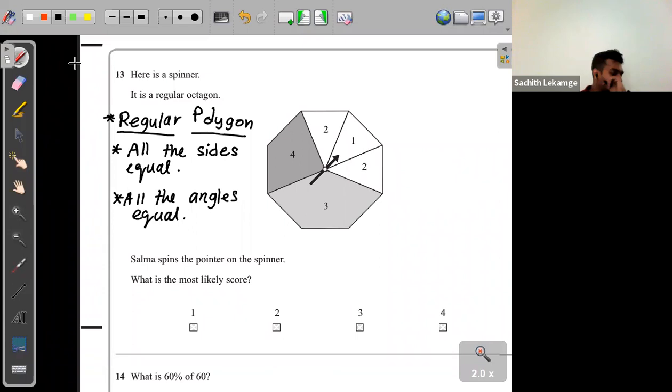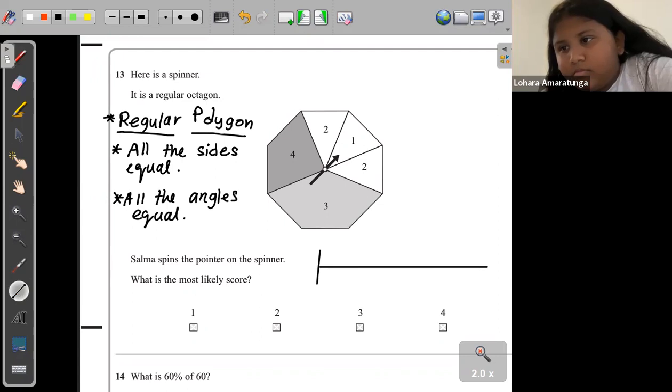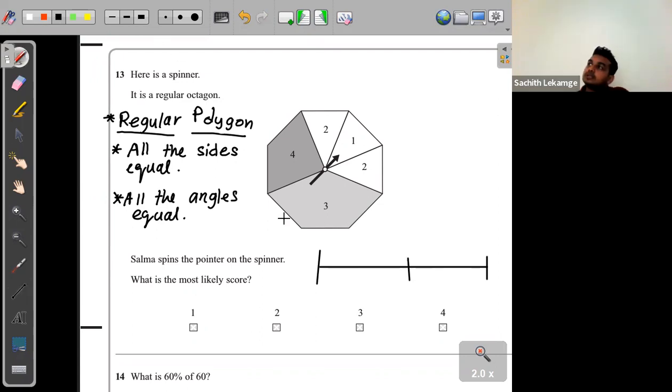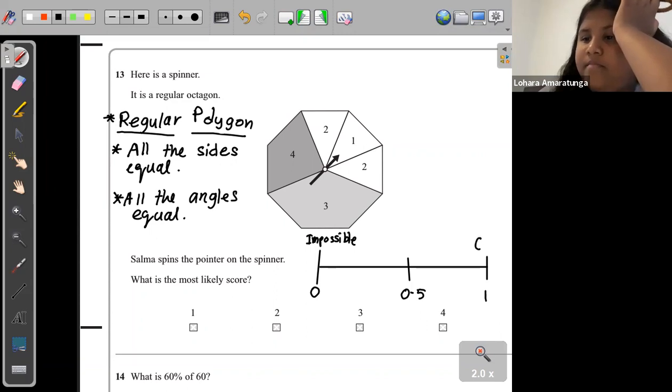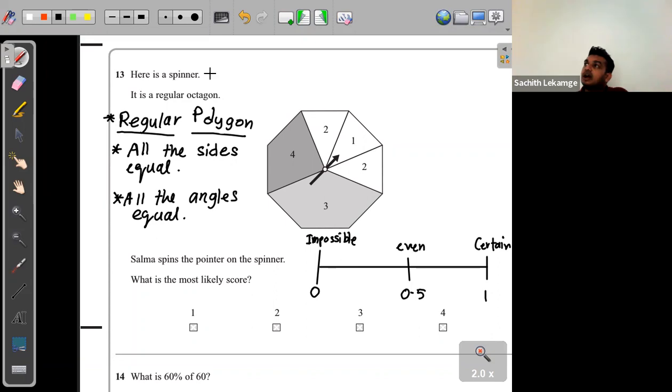Now they are saying Salma spins the pointer on the spinner. What is the most likely score? Exactly. Most likely, in the sense, can you all remember the probability scale? Yes, sir. I know you all know, but I'll draw it again. Here we call impossible, which is zero probability. Then 0.5, and 1, this is certain. This is even. This part we call unlikely. This is likely. Likely means there's more chance of getting that result. Unlikely means there's less chance of getting that result.